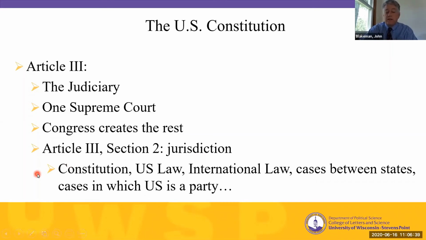But according to the Constitution, federal courts have jurisdiction or power over cases concerning the U.S. Constitution. That makes sense. U.S. law, statutes passed by Congress, for example. International law, and cases between states where one state sues another state, and cases in which the United States is a party to the litigation. There are a few other aspects of jurisdiction as well that we don't need to go into, but are still important. So I'm just sort of giving you a broad nutshell here.